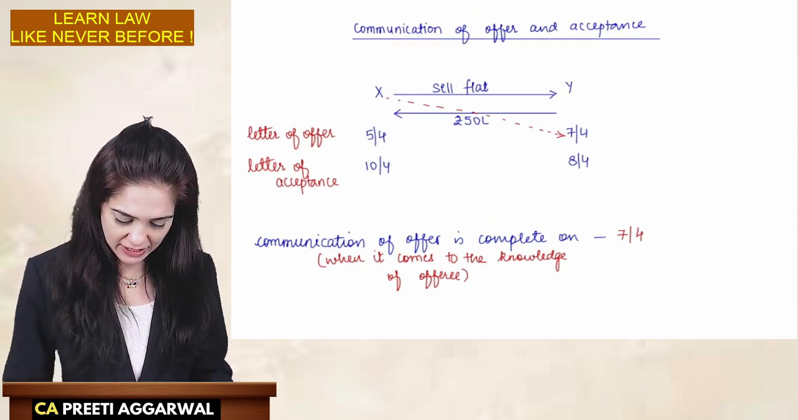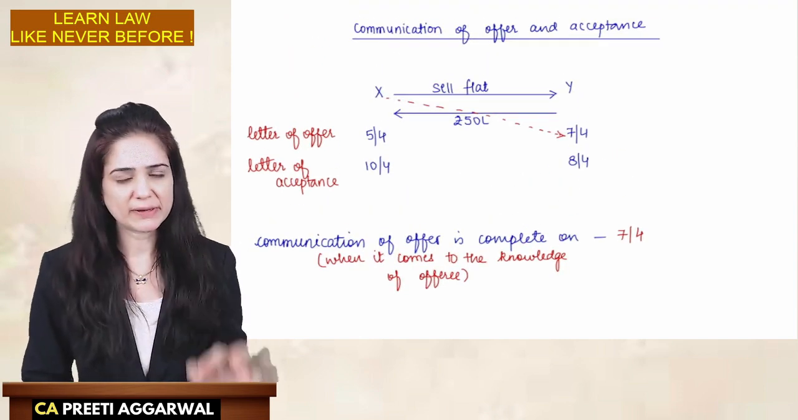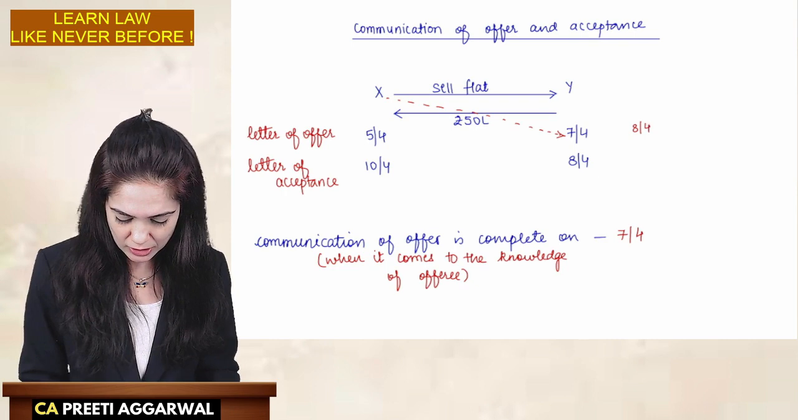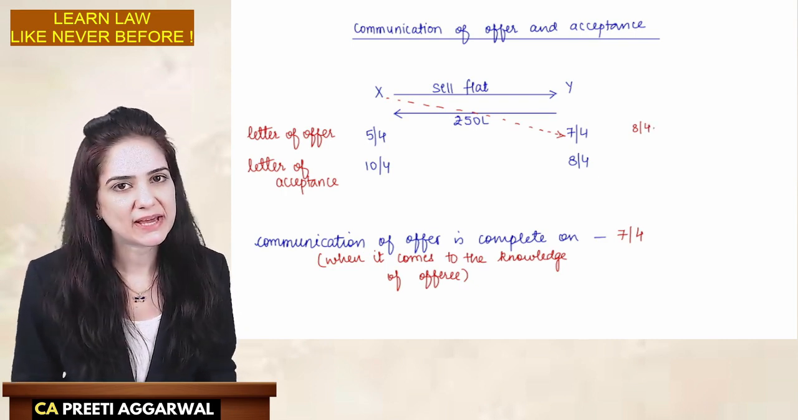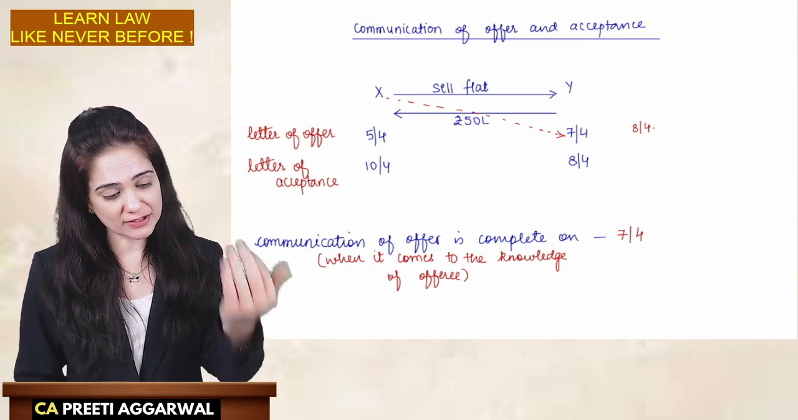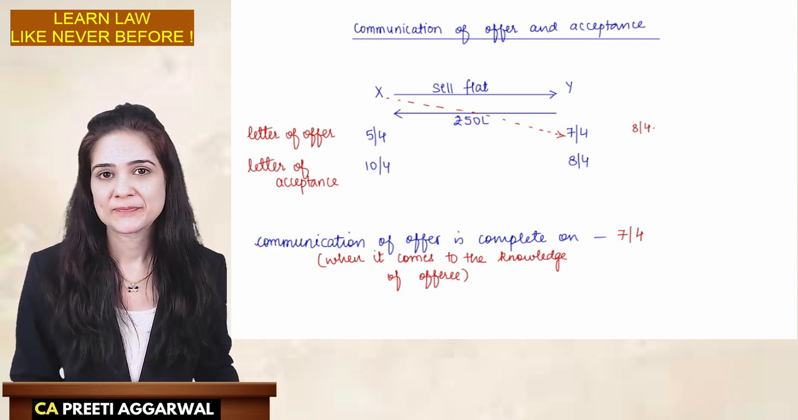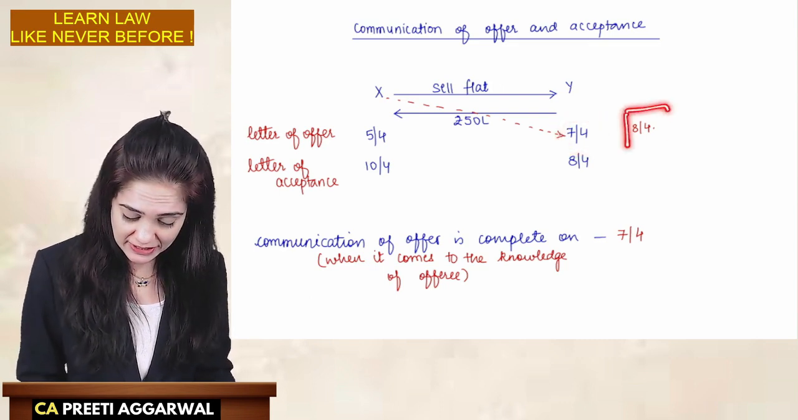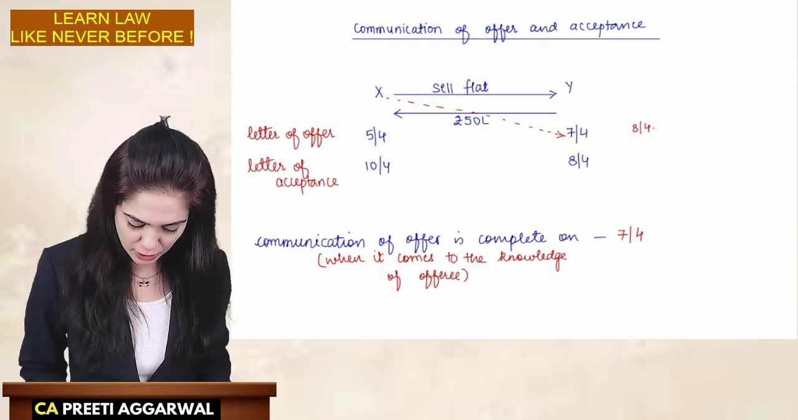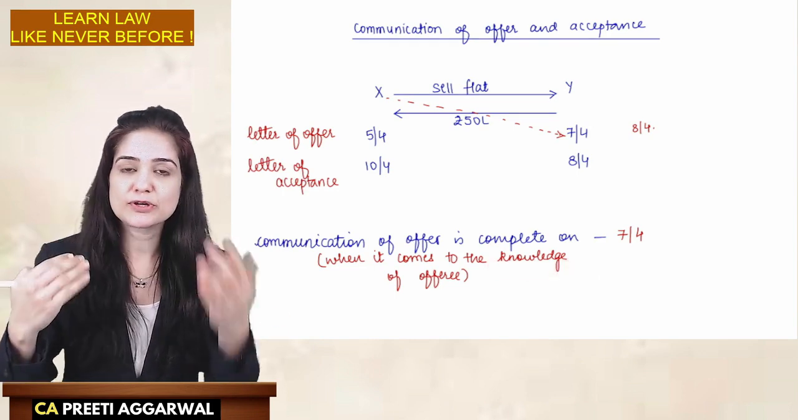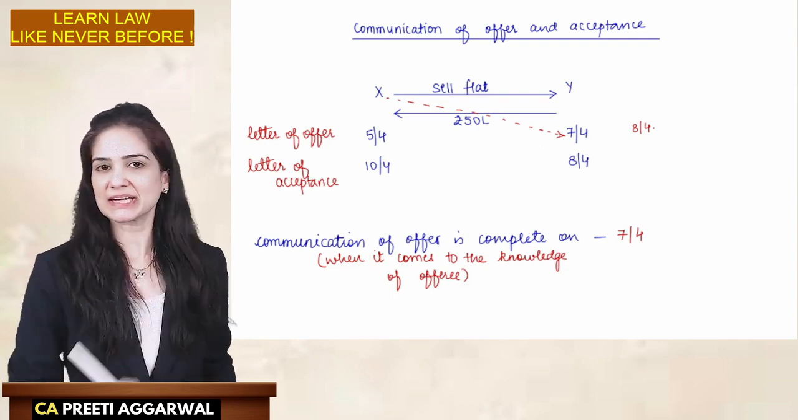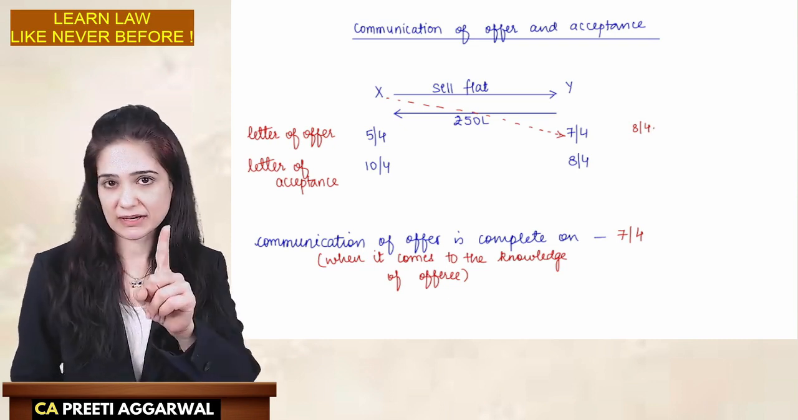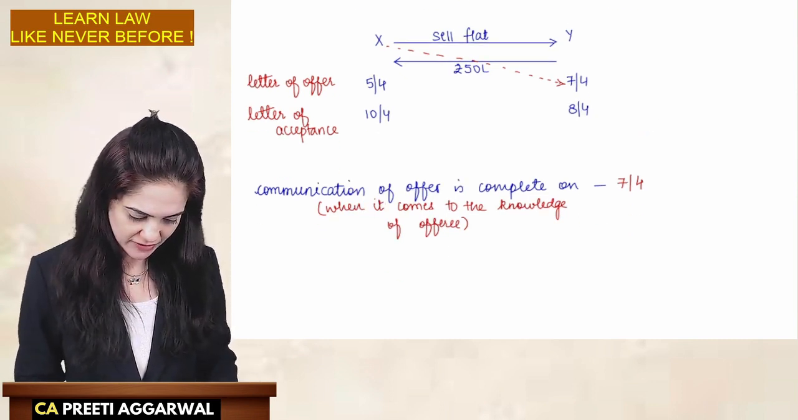Let me give you a variation over here. Let's say that Y received the letter on 7th, but he was out of station. He came home and read the letter on 8th April. When can you say that the offer is communicated? When the letter reached him or when he read the letter? Yes, merely receiving the letter is not important. When he reads the letter, when he comes to know about the offer, that is the time when offer is communicated. So for us, the date will be 8th in that case. Okay? So that was just a variation.